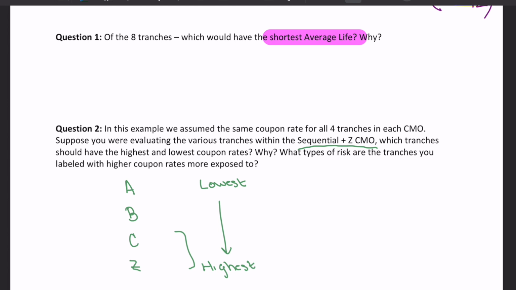A has the shortest. And if you think about what characteristics of securities are more exposed to price risk or interest rate risk, the longer the time to maturity, the greater the price risk of the investment. So that is one explanation you could give for why a Z tranche, or a C tranche, would have a higher rate of return. Why would they have higher pass-through coupon rates than an A or a B would?